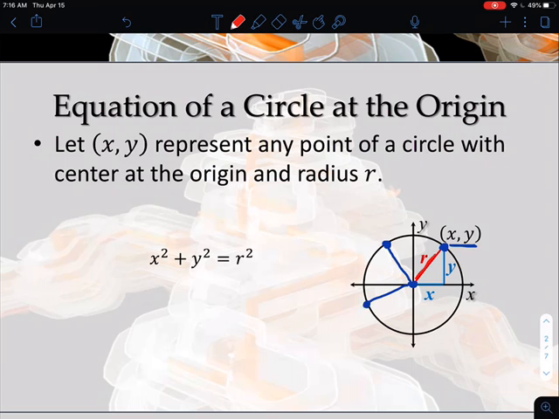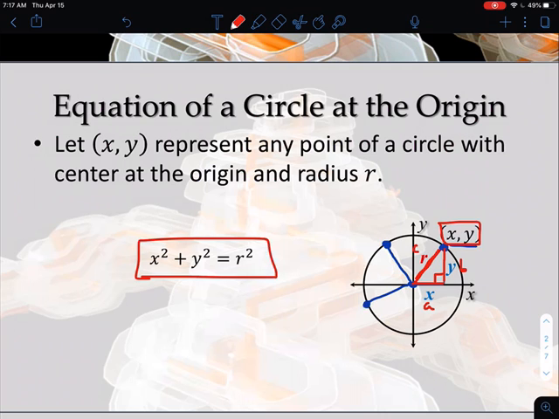And so what you notice here is when I have my radius, which is in red, it goes out to this point x, y. And so what we notice is that means we went right x units and up y units, and now we can create this little right triangle here. And from the Pythagorean theorem, we know that we can take our a squared plus our b squared and set it equal to our c squared. And so if we replace that with my x, y, and r, we get this equation right here.